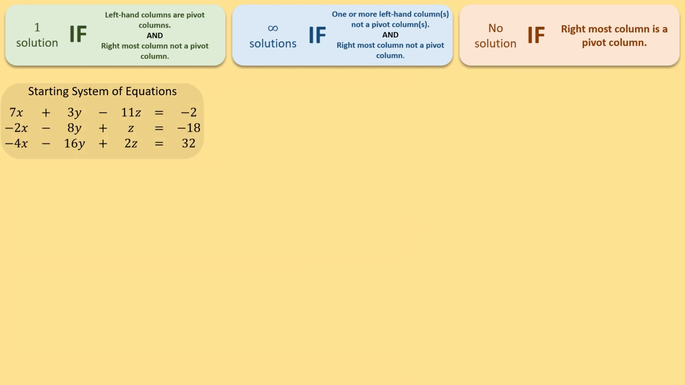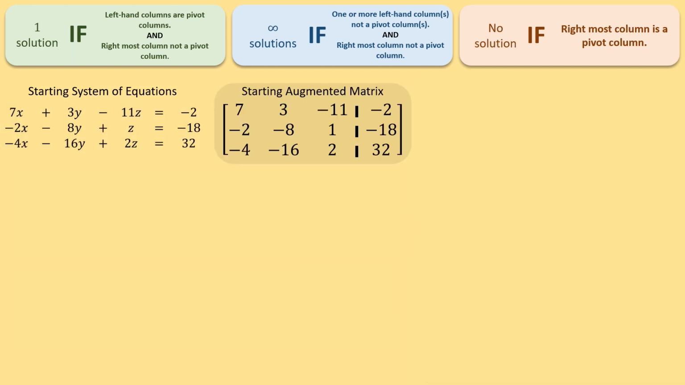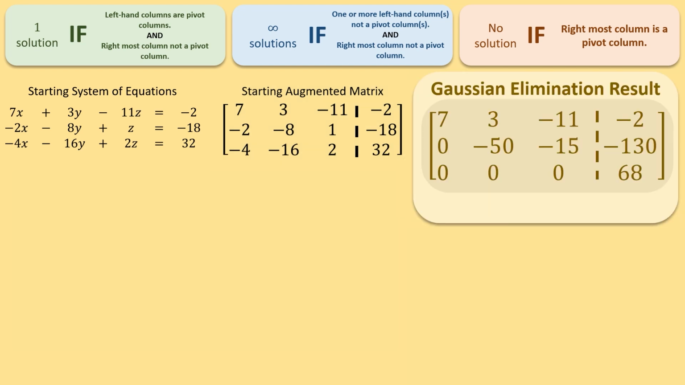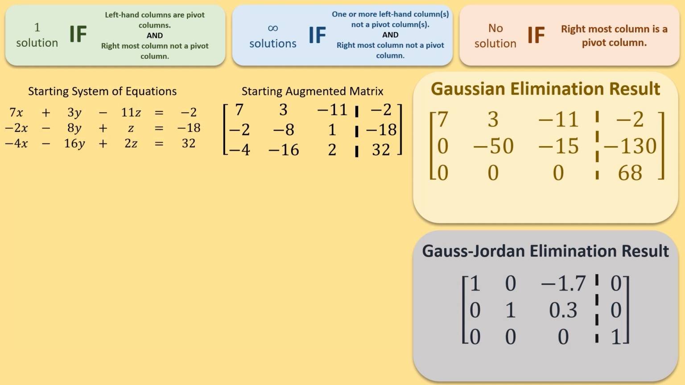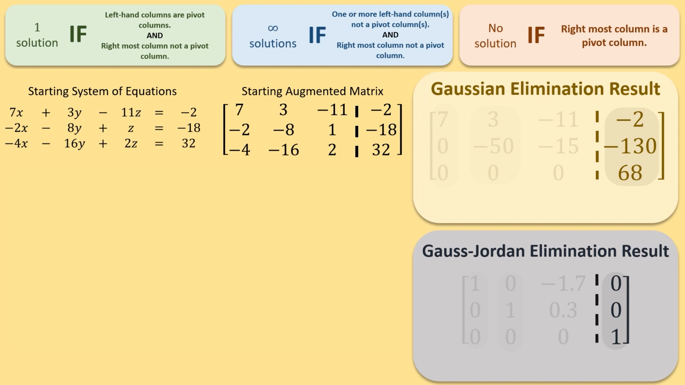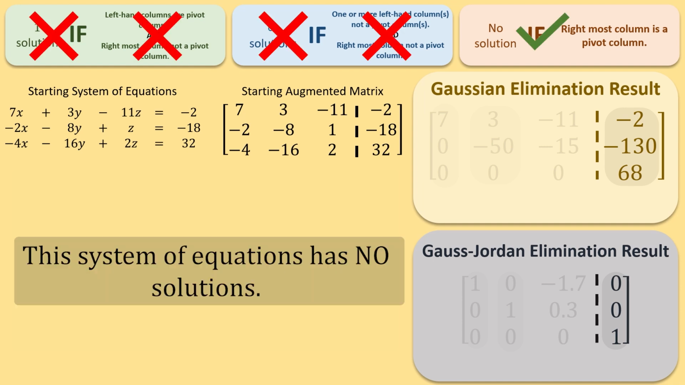Consider this system of equations, its original augmented matrix, and the resulting matrices we get when we do Gaussian or Gauss-Jordan elimination. How many solutions does this system of equations have? Well, let's first identify our pivots and pivot columns. What do you notice about the column to the right of the dotted line? It contains a pivot. Therefore, there is no solution that satisfies this initial system of equations.